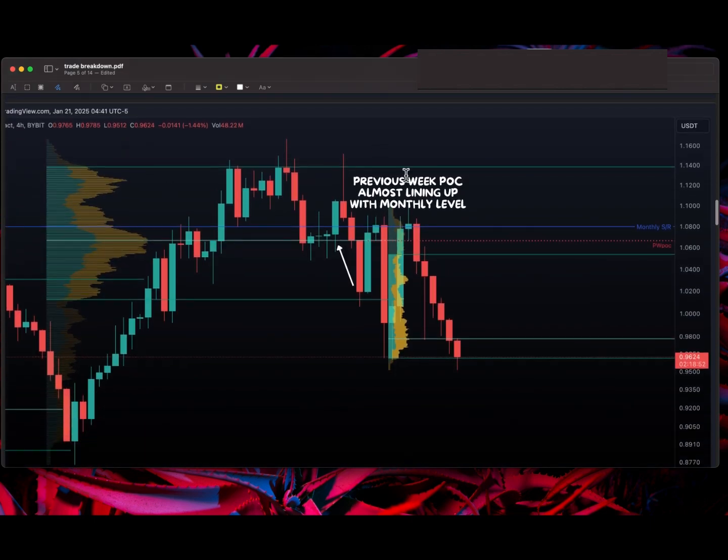And I look at my profile. I could see that on the weekly profile, the POC of the previous week's profile is lining up with the monthly level. We have the monthly level and the POC, and price already respected it, it was resistance, support, and resistance. While price was making lower highs, I thought to myself, it's the beginning of a new week, so if price is going to make a lower high, it should be around there.